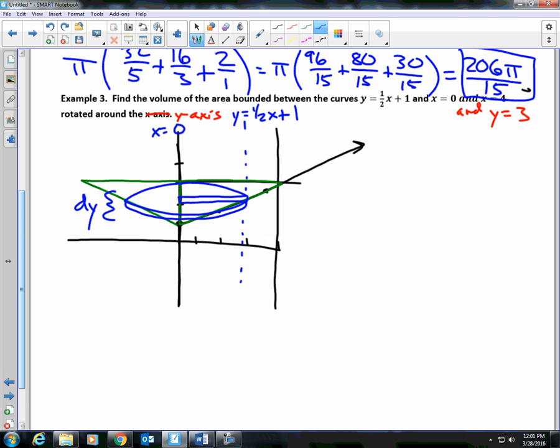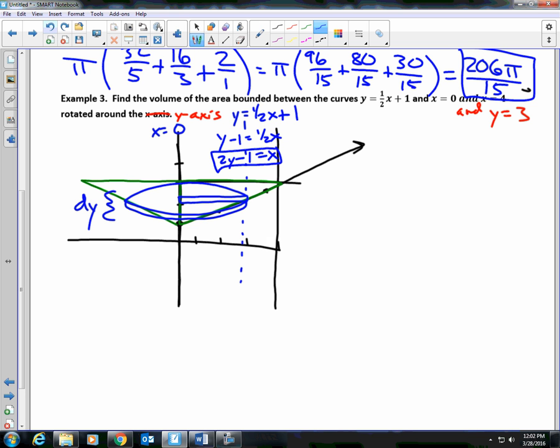Now, if I'm working with dy, all my variables have to have what? Have to have a y. But this has an x. So what should I do? Solve the equation for x so it's in terms of y. So I'll subtract 1. y minus 1 is equal to 1/2 x. Multiply through by 2, and I get 2y minus 2 is equal to x. So that's what's going to serve as my radius.